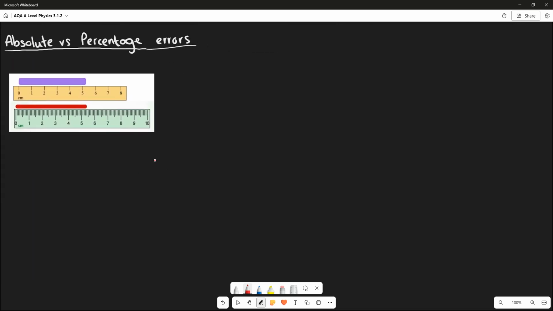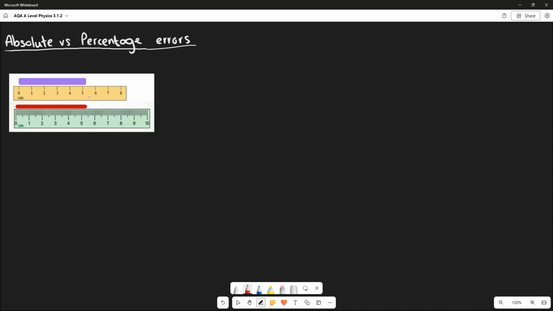All right, let's talk about absolute and percentage errors. Okay, so when we are taking readings, we are very heavily reliant on the accuracy, the resolution of our measuring equipment. You can see two rulers here. This one at the top has centimeters marked, but not millimeters, and this one has the millimeters marked on it. So the one at the bottom has the higher resolution because we are able to resolve more precise measurements.